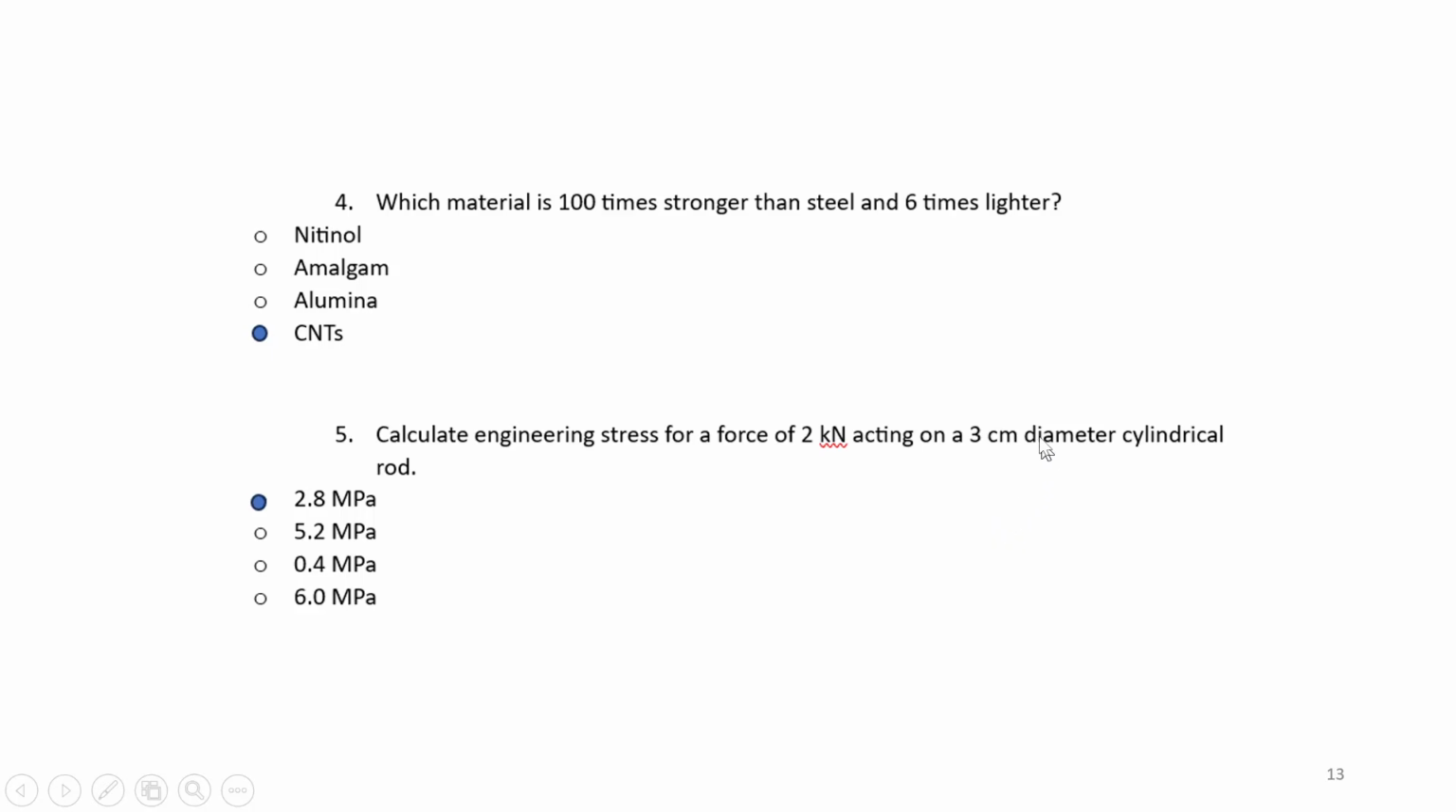Okay, so cross section area for 3 centimeter diameter. You are given the diameter, you can convert it into radius and then use pi r square. Using that you can find out the cross section area. Then you have to divide the 2 kilonewton force by that and you will be getting the engineering stress that will be acting. So the correct answer for this will be 2.8 megapascal.